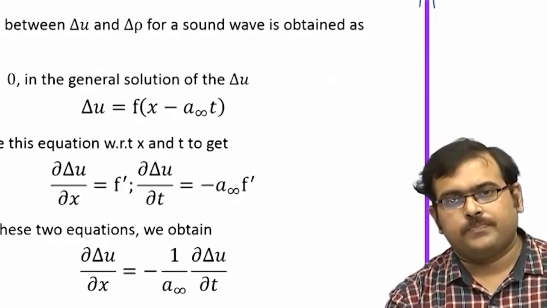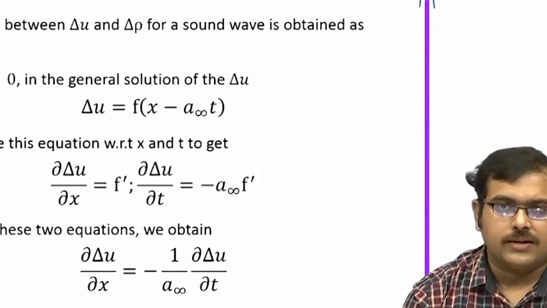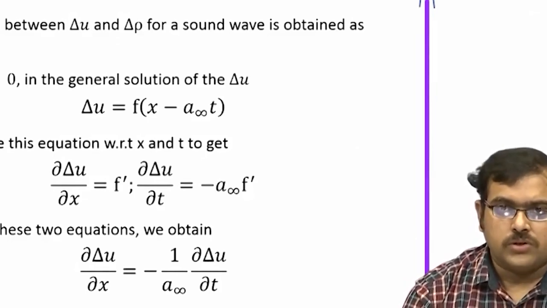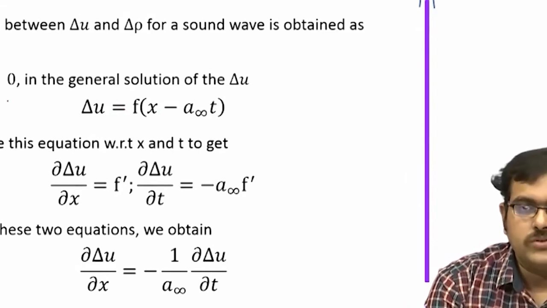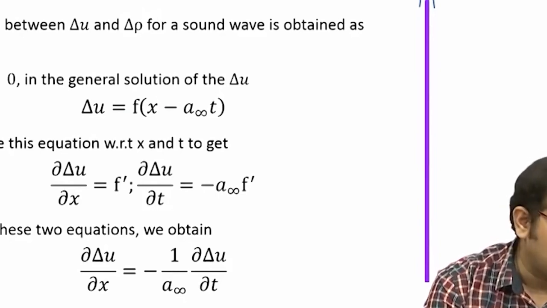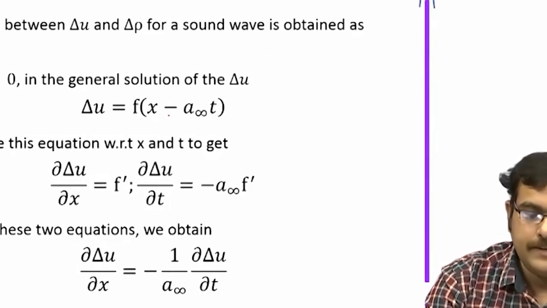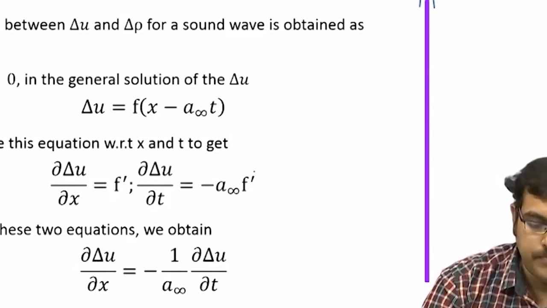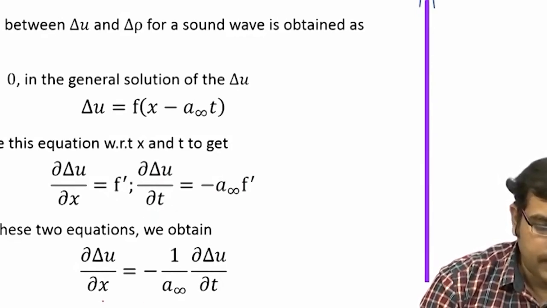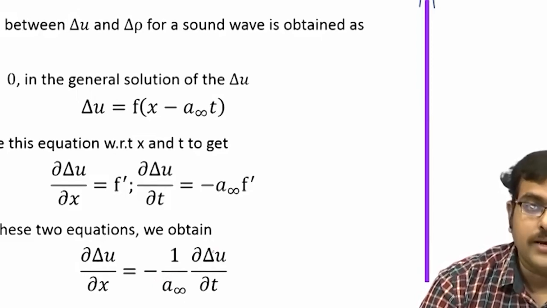Now let us see how the various quantities, that is density and velocity, are related to each other, as well as changes in pressure. Consider a general case, and let g be equal to 0, the small g function equal to 0. Then delta u is f of x minus a infinity t. Dou delta u by dou x is f prime, the differential of f, while dou delta u by partial t is minus a infinity f prime. So, from comparing these two, we get dou delta u by dou x equal to minus 1 by a infinity dou delta u by dou t.